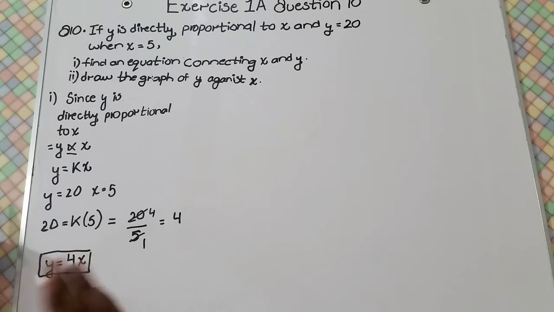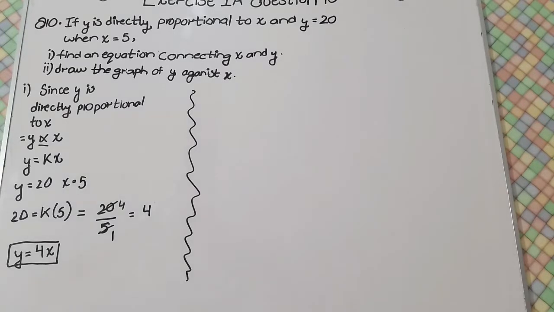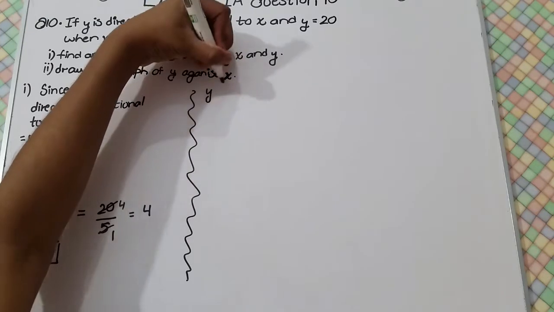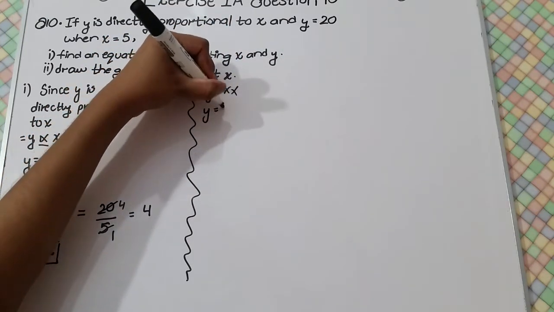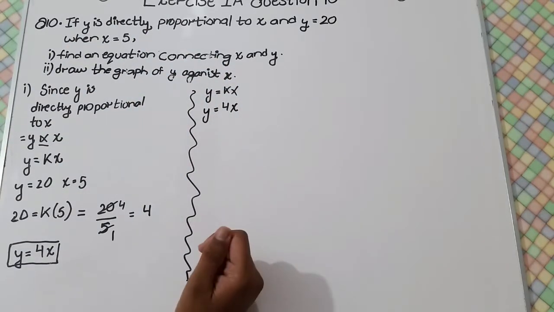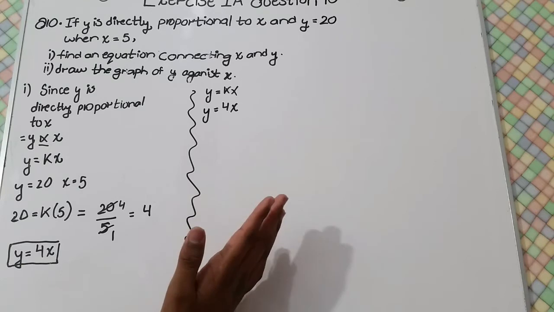Now we are moving forward to part 2 of question number 10, in which we are going to first find the values for the graph, and then we are going to plot the graph. So I am going to take the formula that we have created, that is y is equal to kx. The value of k is 4. Now we are going to find the values to plot the graph. We need to draw a graph that is y against x.